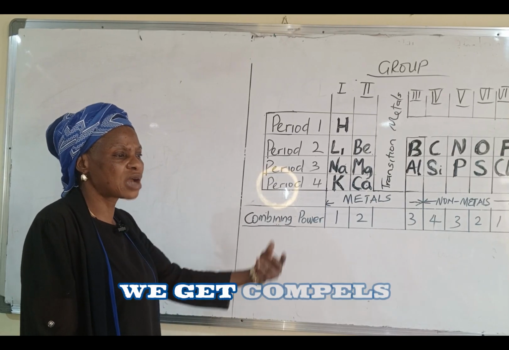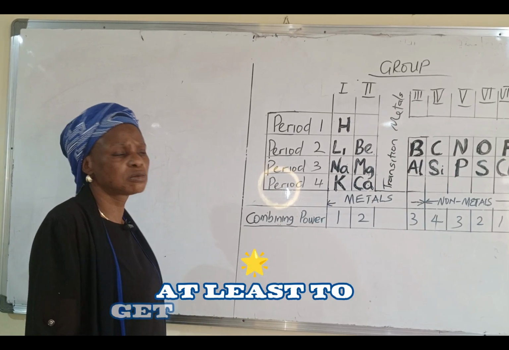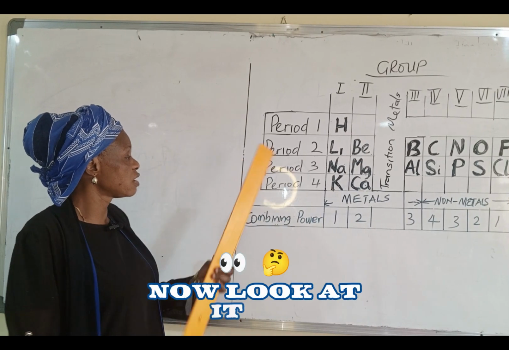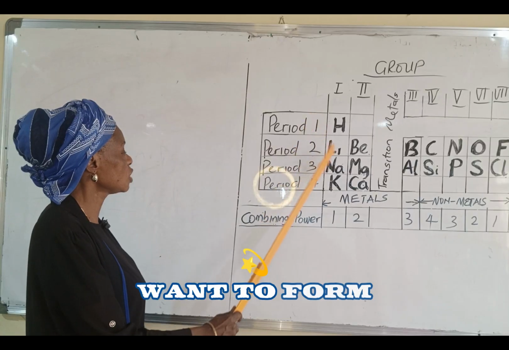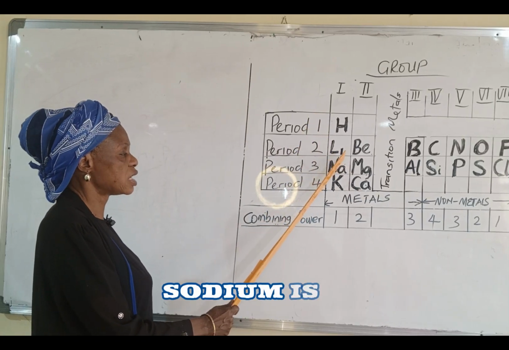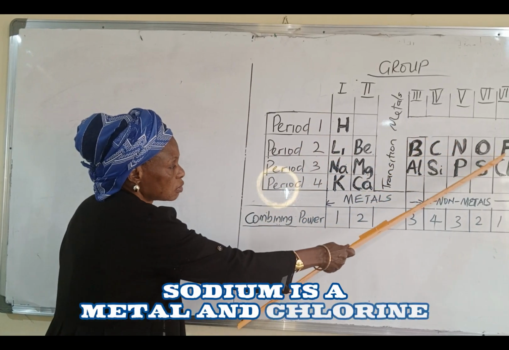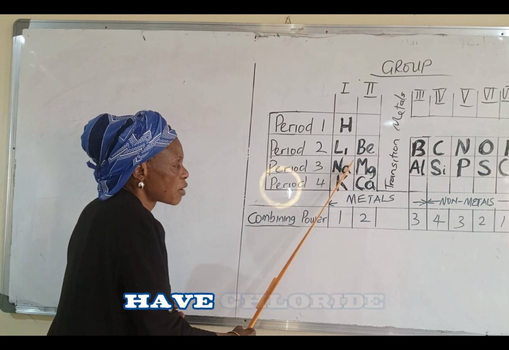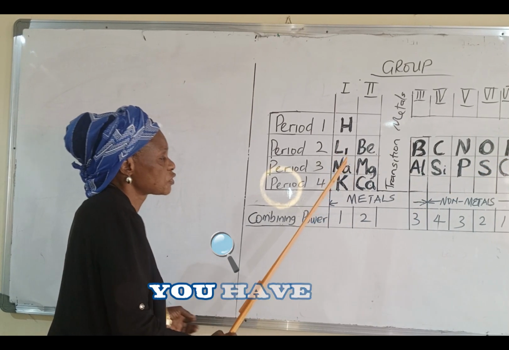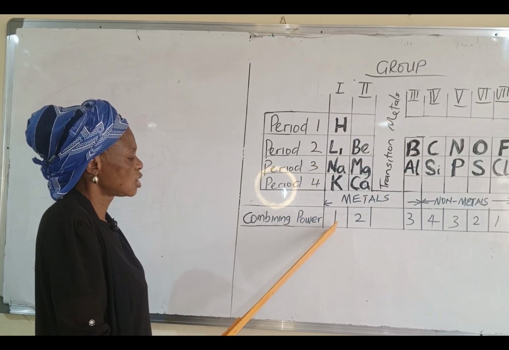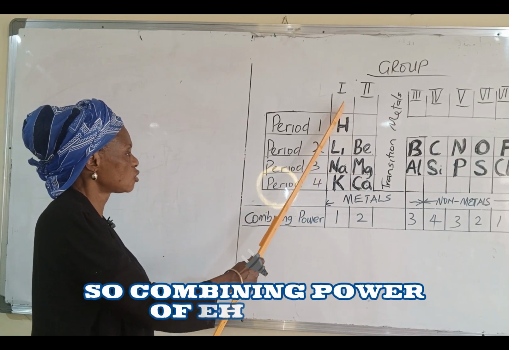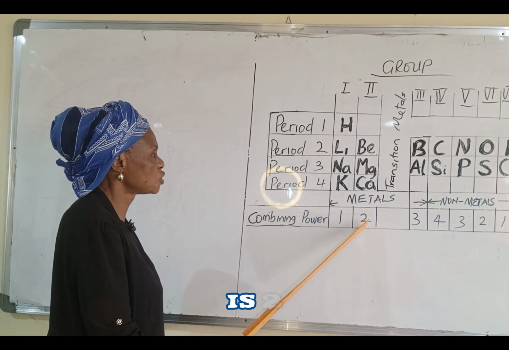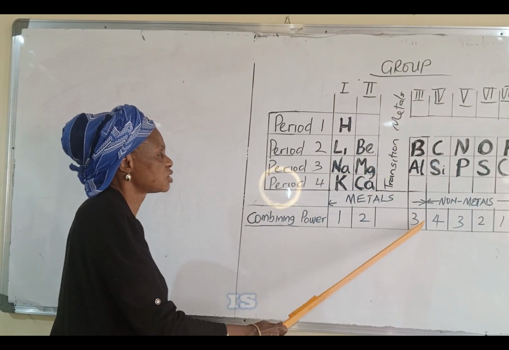So we get compounds to get many useful products we need in daily lives. Now look at it. If I want to form sodium chloride, sodium is a metal and chlorine is a non-metal. Chlorine is what gives sodium to have chloride. So for a combination of this one, you have to check their combining powers. The combining power of a group 1 element is 1. The combining power of a group 2 element is 2. The combining power of a group 3 element is 3.